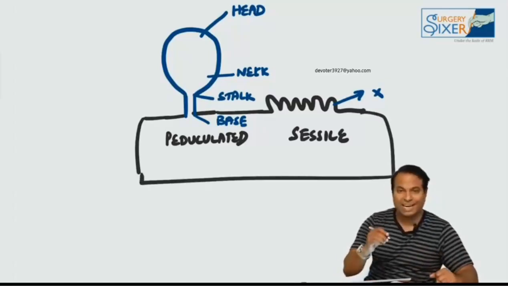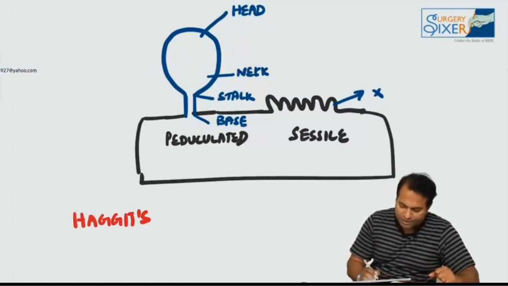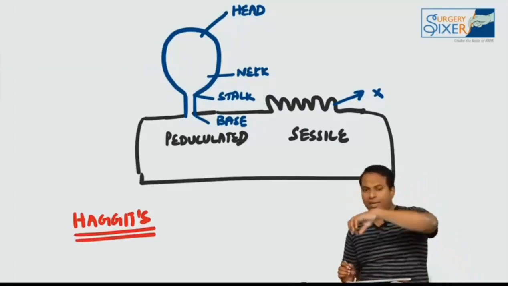With this in mind, you have to remember one criterion known as Haggitt's criteria. What is this Haggitt's criteria telling? Haggitt's criteria tells how polyps go on to cancer.